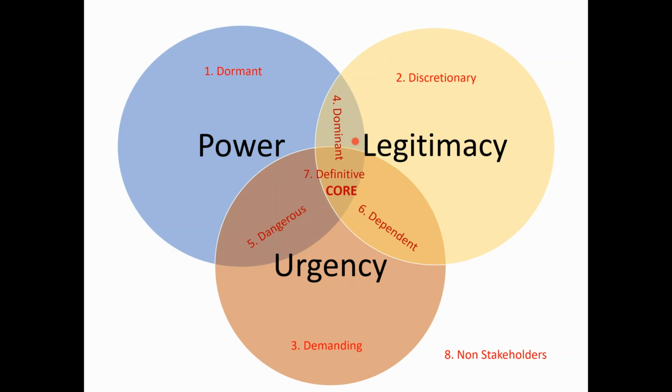But legitimacy combined with power or urgency changes the whole status. When legitimacy and power come together, that makes it a dominant requirement. This is a dominant stakeholder. When legitimacy and urgency work together, it becomes a dependent stakeholder. But this is just in the same order: definitive is number one, then dominant, dependent, dangerous, and then dormant, discretionary, and demanding.